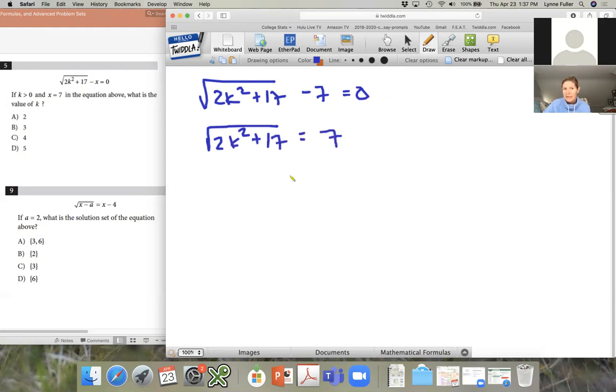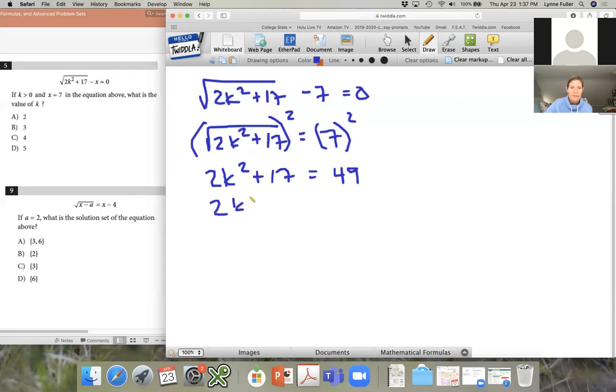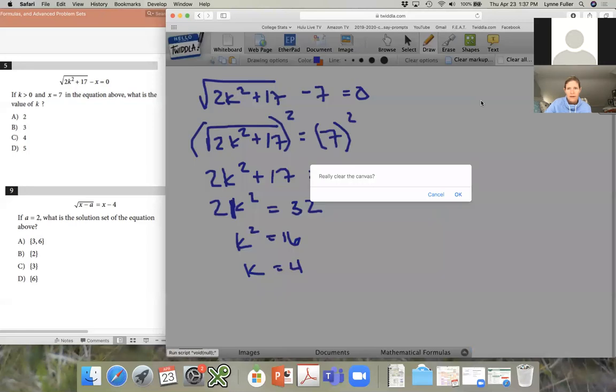And as we just did, the opposite of a square root is to square it. So we're going to square both sides, not just one side. Whatever you do to one side, you have to do to the other, which we did in the other problem. So 2k squared plus 17 equals 49. And now I'm going to subtract 17 from both sides. So I'm going to move that over, and I get 32. And if I divide 32 by 2, I get 16, and the square root of 16 is 4. So k must be 4 for this problem. So whatever you do to one side, you're going to want to do to the other. Okay.